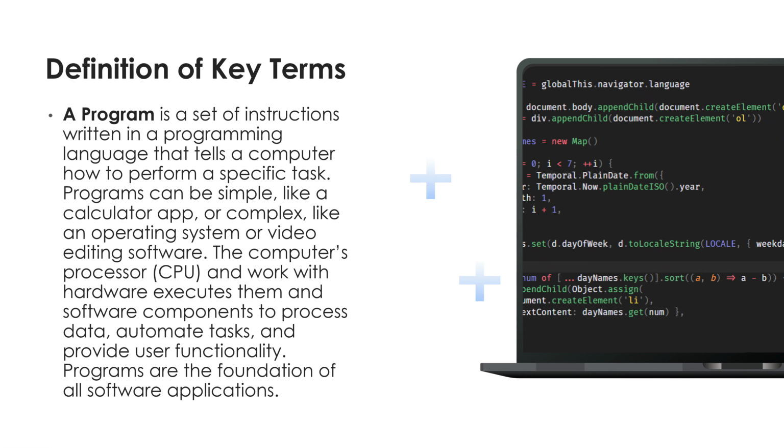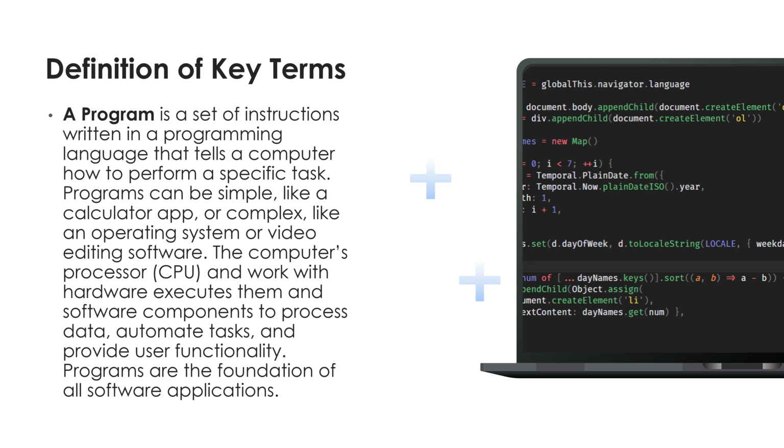A program is a set of instructions written in a programming language. There are many programming languages, and we'll talk about them in a later video. So it's a set of instructions written in a programming language that tells a computer how to perform specific tasks. Programs can range from something as simple as a calculator application that you use on your mobile phone or on the computer, to something as complex as an entire operating system, into which you can install programs.